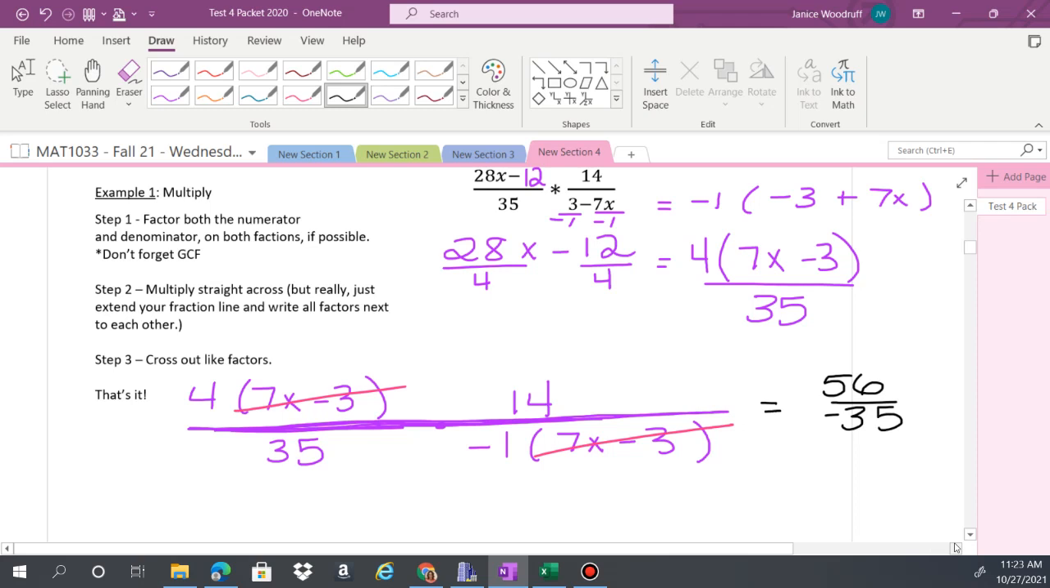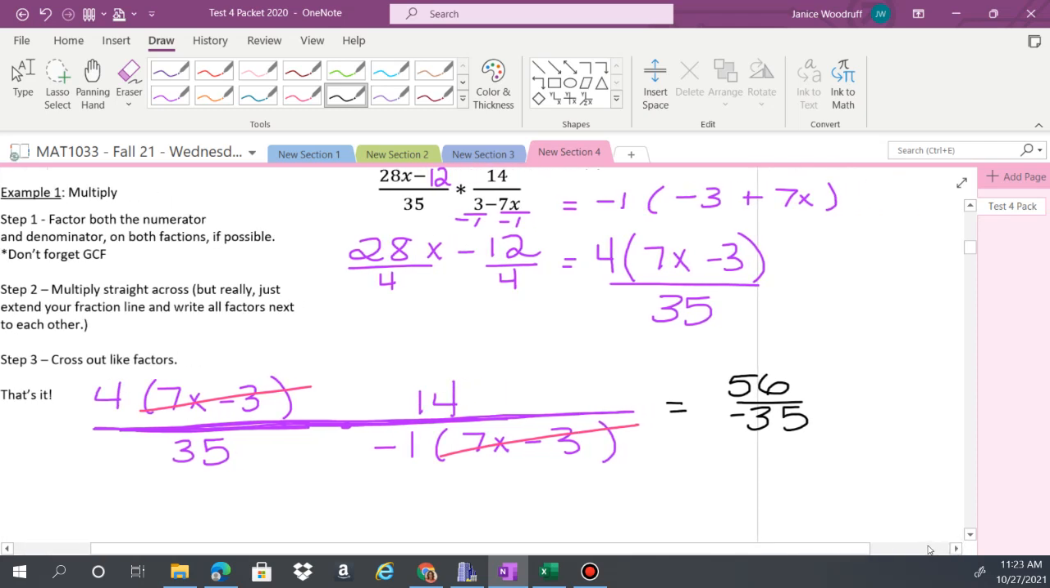And then I just say, okay, can I reduce that? I think those are both divisible by 7. Yeah. Okay, so if I do that, that gives me 8 over 5. And since you have a positive over a negative, let's take that negative, slide it right to the middle. So negative 8/5 is my answer there.